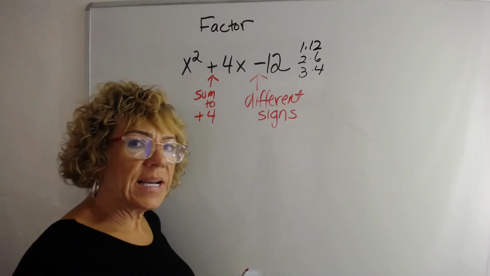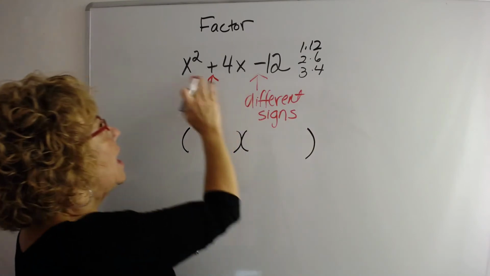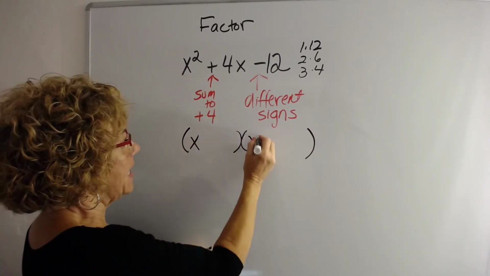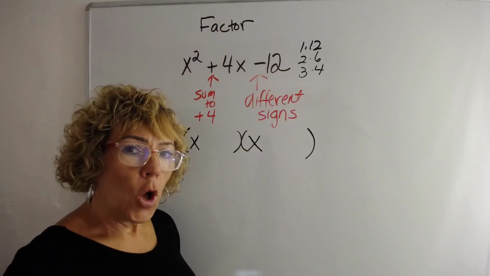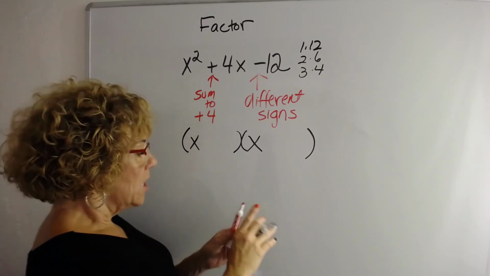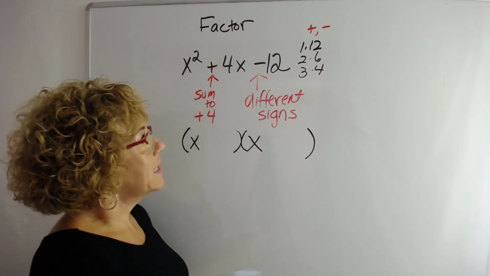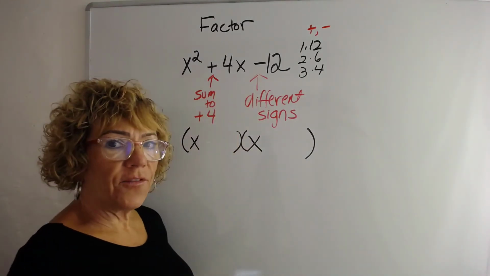Okay, let's begin our factoring. Let's put our parentheses up. What times what gives us x squared? We know that's x times x. Going to the last term, which is minus 12, we need a pair of terms that will multiply to negative 12. So we know one is going to be plus, one is going to be minus. At the same time, it must sum to positive 4.